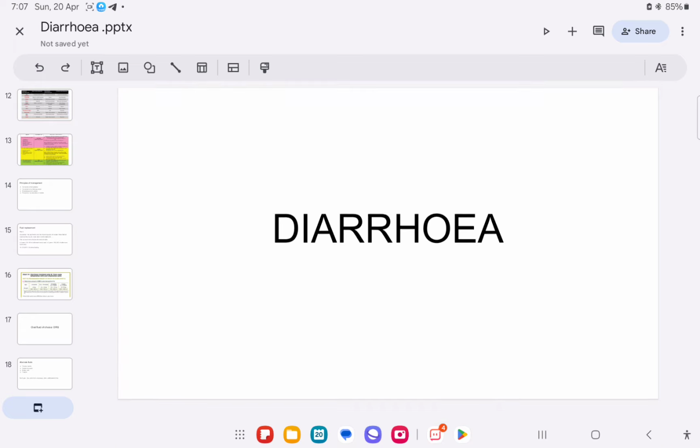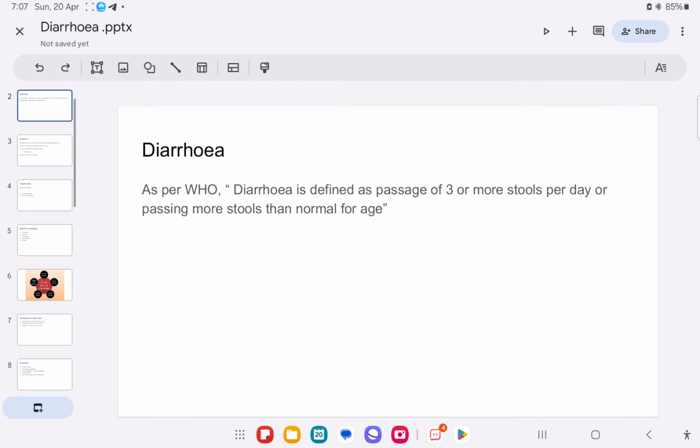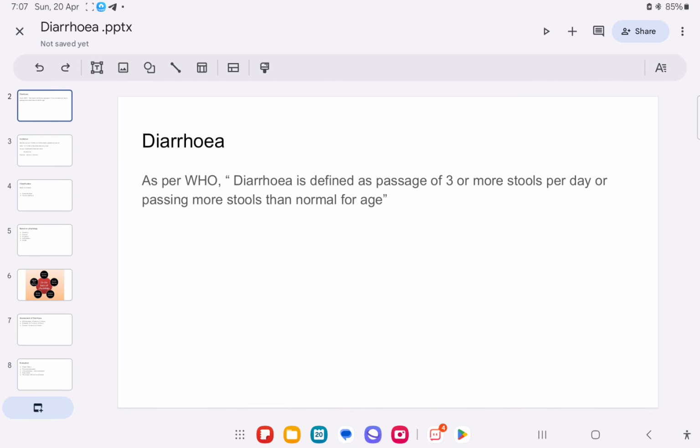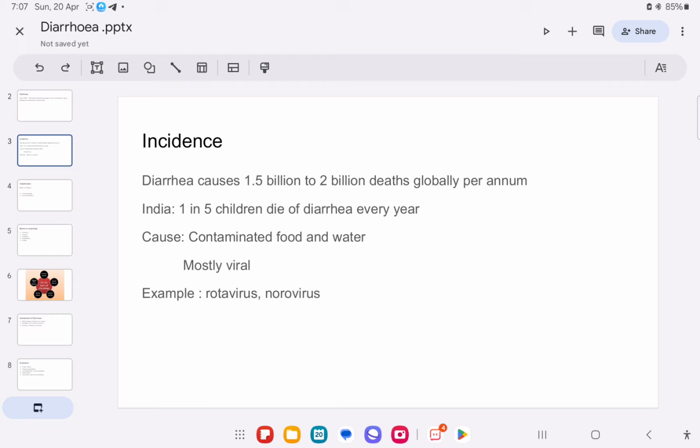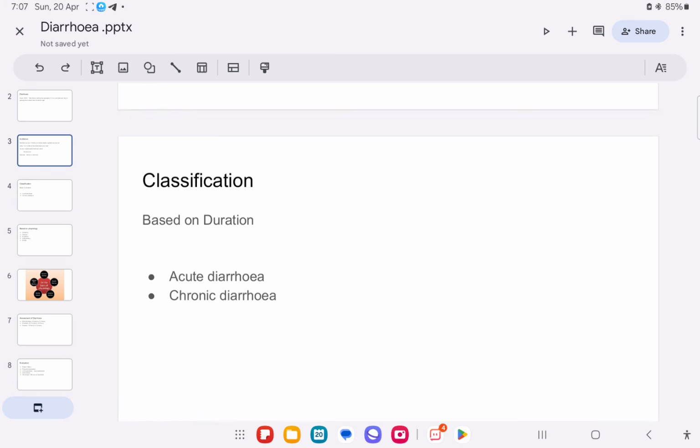So let's start. First of all, the definition of diarrhea. As per WHO, diarrhea is defined as passage of 3 or more stools per day, or passing of more stools than normal for age. Then incidence. Diarrhea causes 1.5 billion deaths globally per annum. In India, 1 in 5 children die of diarrhea every year. The causes of diarrhea include contaminated food and water, and it is mostly viral, for example, rotavirus, norovirus, etc.